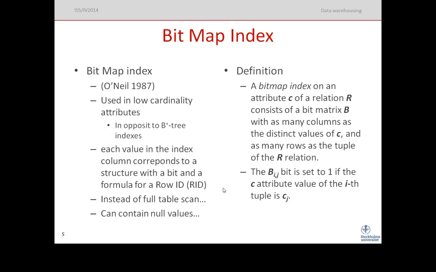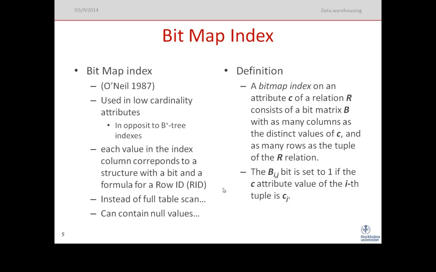so we lift them out to a power type class. When you decide to lift it out as a power type class, that is the same place where you choose to have a bitmap index, because you have a low variety, a low cardinality of the values in the attributes. So each value in the index column corresponds to a structure with a bit and a pointer to a certain row ID. We use this instead of a full table scan. They can contain null values, which might be interesting, but we're not going to address it here.